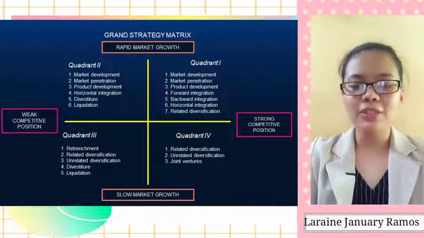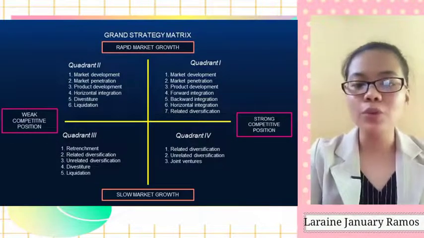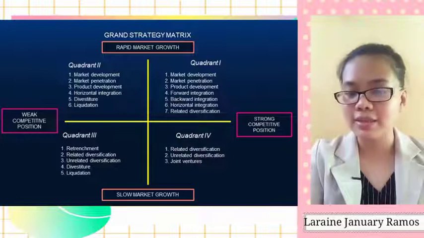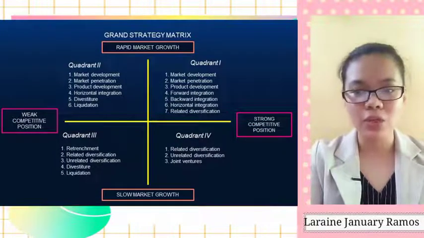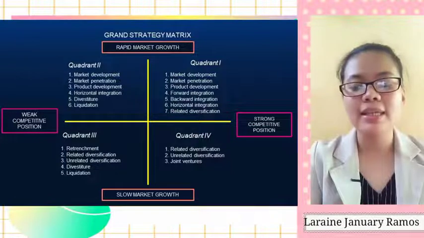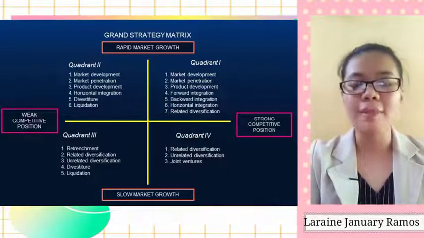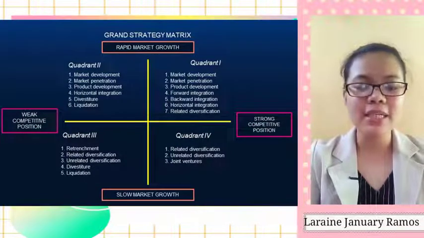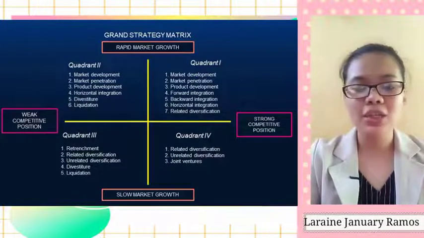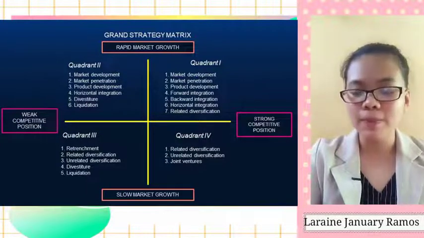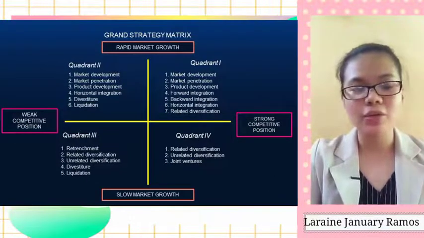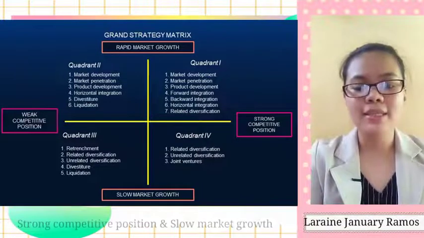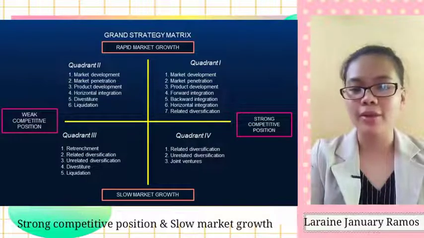Related diversification occurs when a firm moves into a new industry that has important similarities with the firm's existing industry or industries. As for unrelated diversification, it occurs when the business adds new or unrelated product lines and penetrates new markets. And as for the joint venture, it is a business entity created by two or more parties, generally characterized by shared ownership, shared returns and risks, and shared governance. These three types under Quadrant 4 have a strong competitive position and slow market growth.